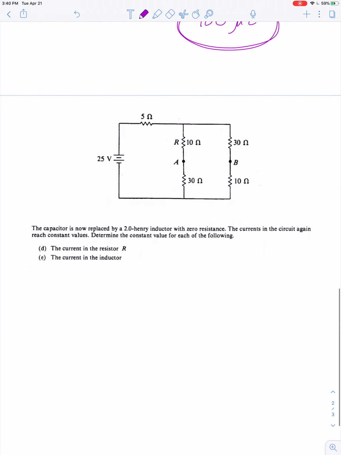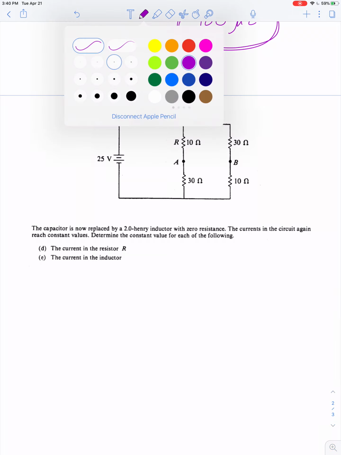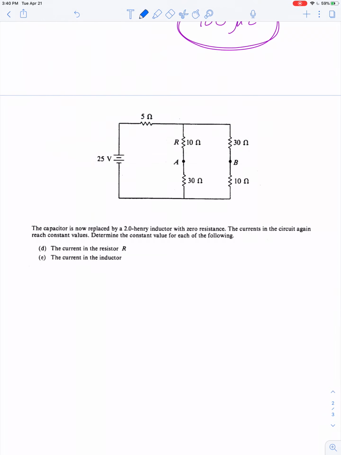Moving on, the capacitor is now replaced with an inductor, a 2 Henry inductor. And we'll assume that the inductor is made of magical wire that has no resistance. Okay, for the sake of argument. There's our inductor. Once again, the currents reach constant values. What's the current in the resistor labeled as R? And what's the current in the inductor?